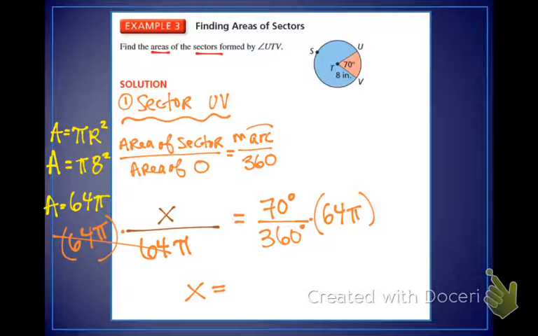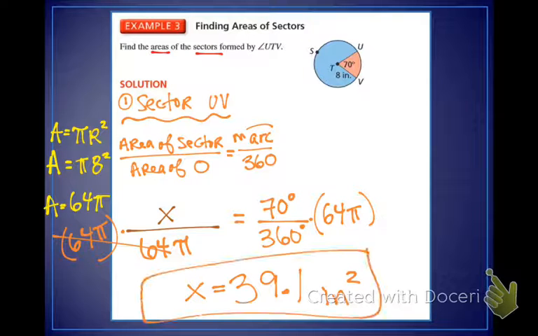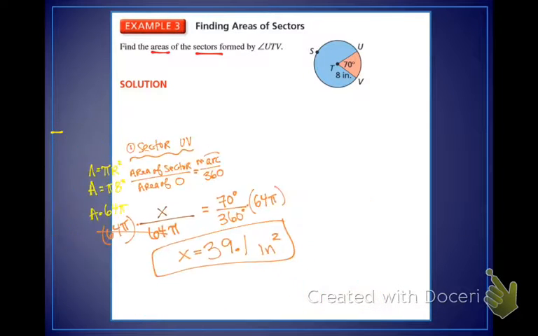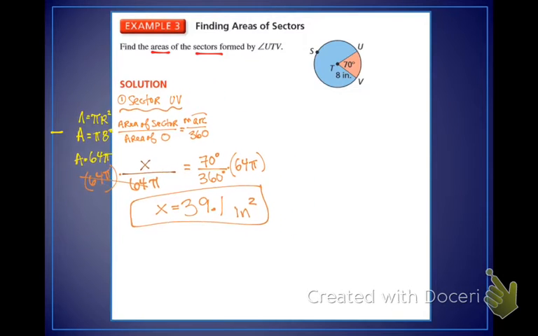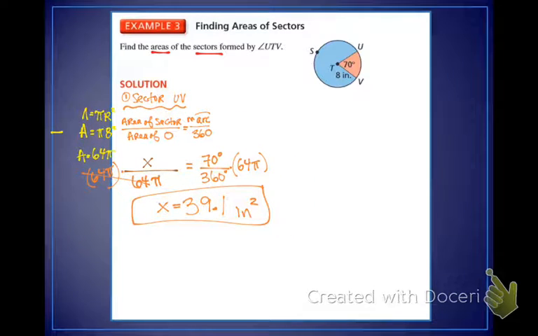All right, so round it to the nearest hundredth. What is it? 39.1. Is this how it's supposed to come out? 39.1. And it is in inches squared. Yeah, you got it. Are there any questions on this first sector? It's not the length, it's the area. So the area of all of this orange.